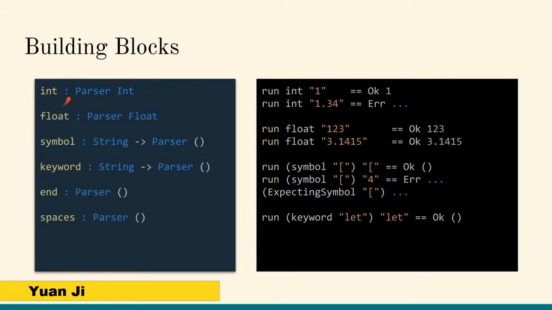Int is a parser to parse an integer. So we run this int parser with a string of 1. I got OK 1, an integer result, the value is 1. If I pass in 1.34, that's a float, not an integer, so I got an error. That's some error message or whatever. That's a problem.